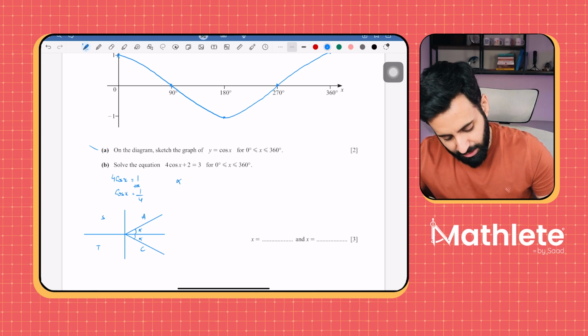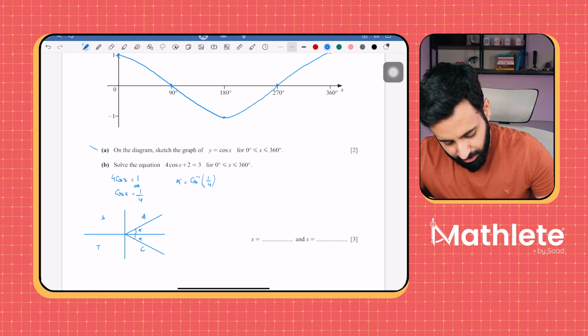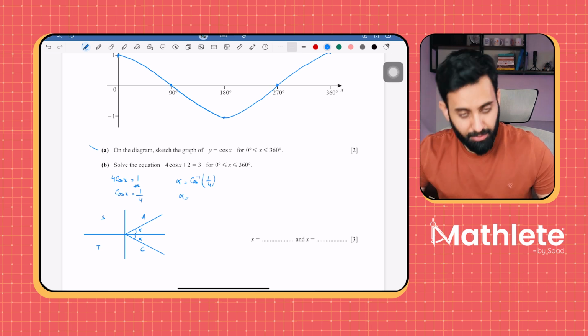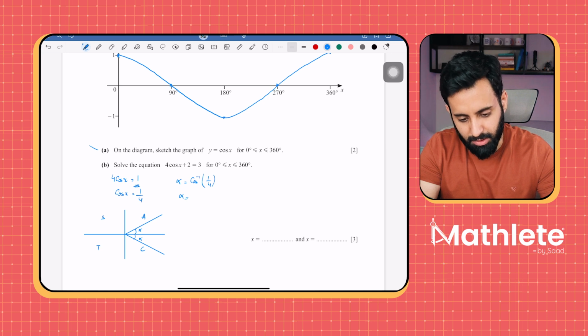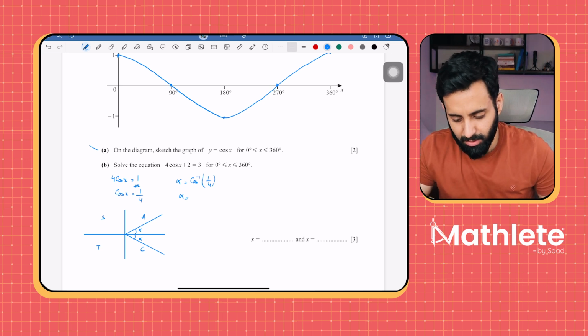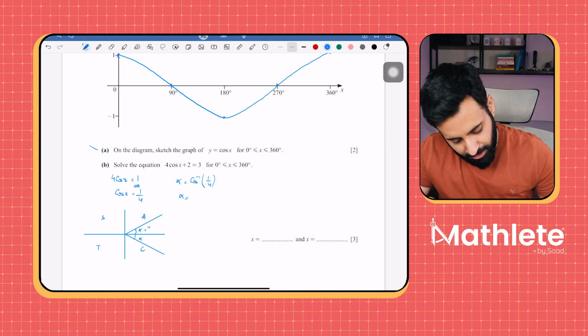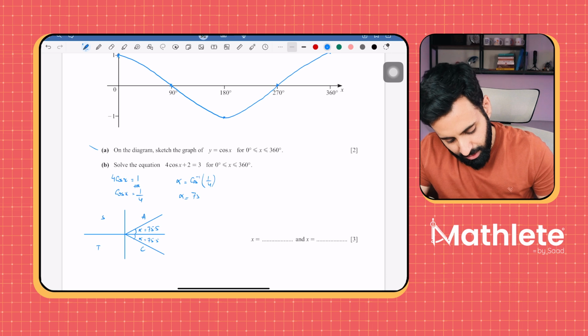Now, the next step is that we find alpha. How do we find alpha? We find alpha by taking cos inverse of 1 upon 4. Now, remember, even if it was negative, and I'll try and do a question where it's negative, we still take the inverse of the positive. So as soon as you take the cos inverse of 1 upon 4, you get 75.5. So that means alpha is 75.5. Here also, it's 75.5.